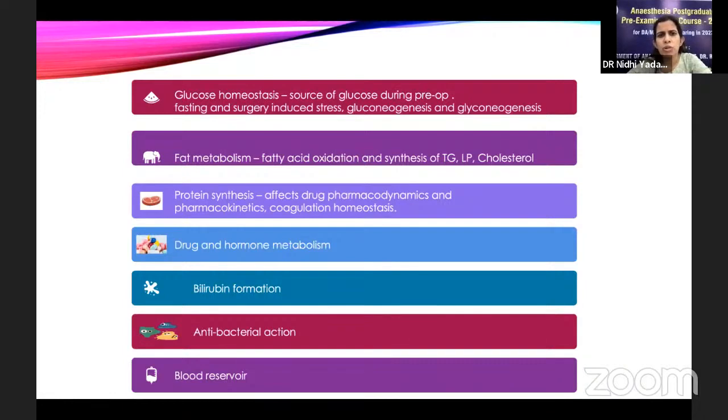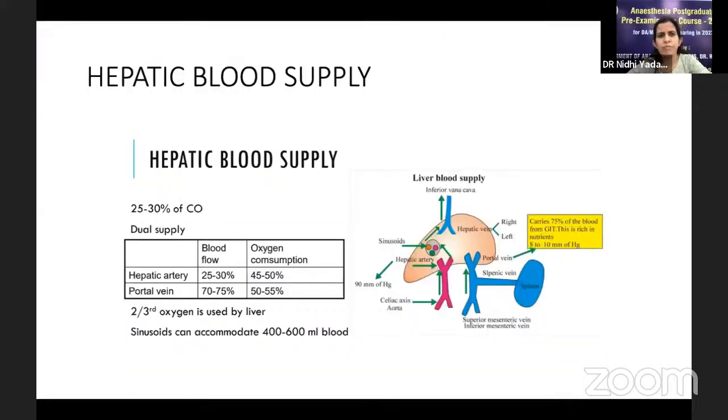Liver helps us in glucose homeostasis, and in fat metabolism by helping in fatty acid oxidation and synthesis of triglycerides, lipoproteins and cholesterol. It helps in metabolism of various drugs and hormones and bilirubin formation.